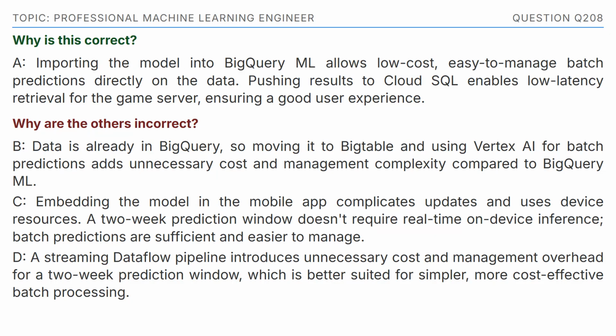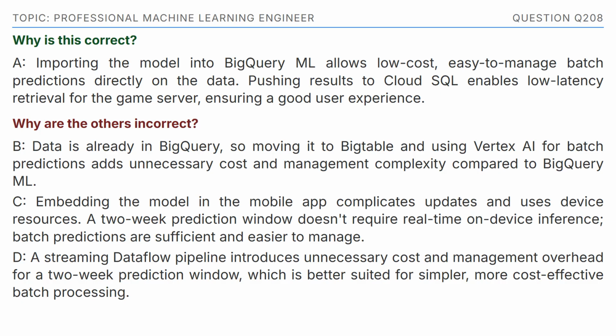A. Importing the model into BigQuery ML allows low-cost, easy-to-manage batch predictions directly on the data. Pushing results to Cloud SQL enables low-latency retrieval for the game server, ensuring a good user experience. Why are the others incorrect? B. Data is already in BigQuery, so moving it to Bigtable and using Vertex AI for batch predictions adds unnecessary cost and management complexity compared to BigQuery ML.